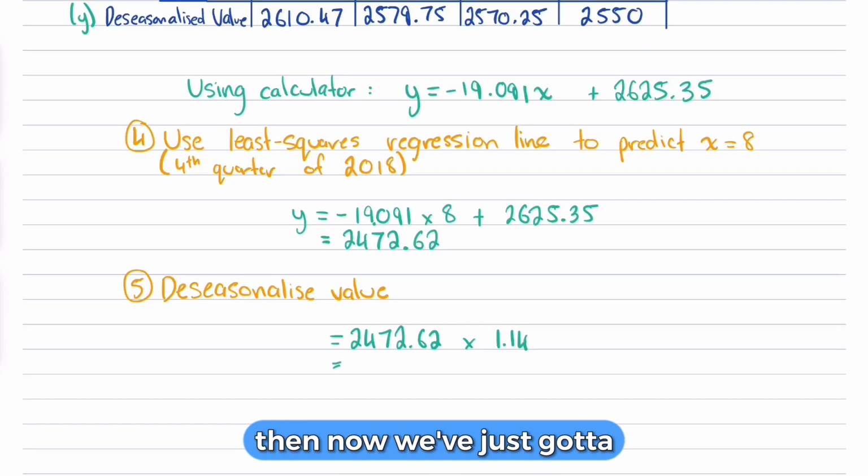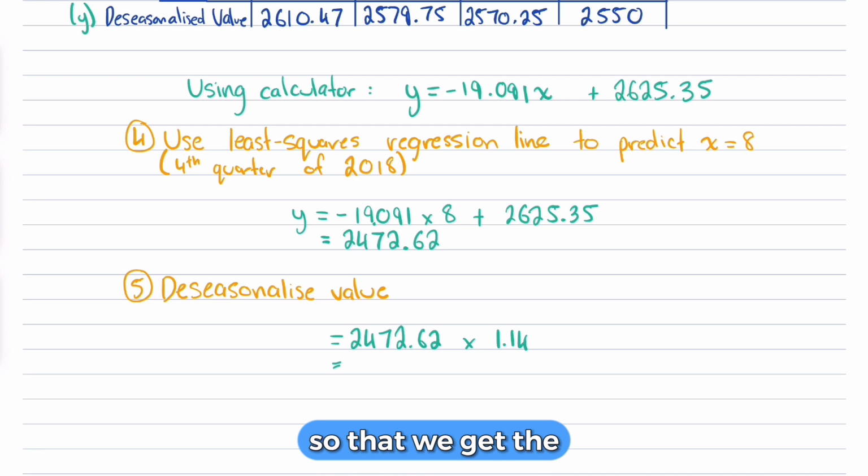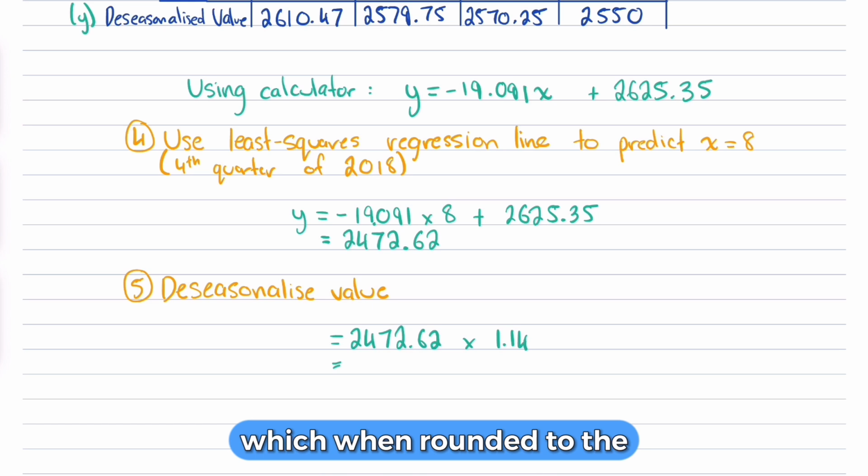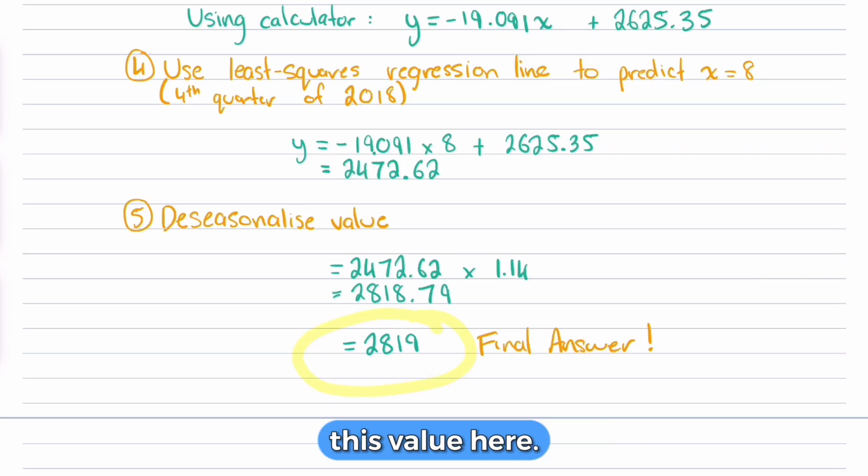And now we've just got to reseasonalize this value so that we get the original value, which means we've just got to multiply it by the seasonal index for that quarter, which when rounded to the nearest whole number is this value here.